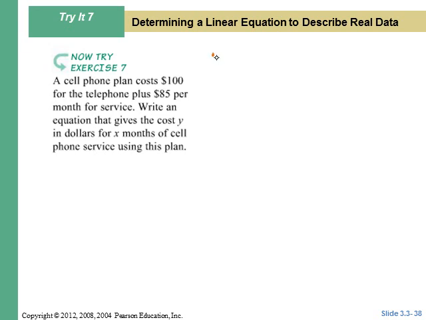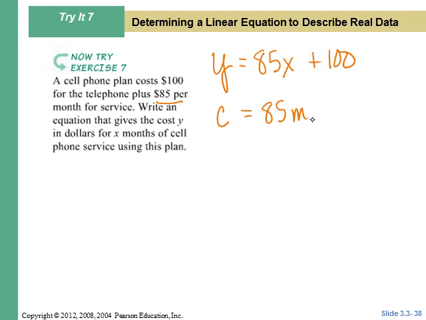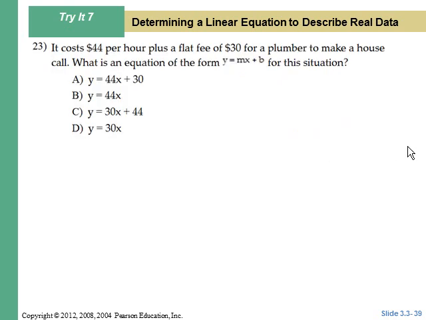Okay, so we have y equals $85 per month, 85x plus $100. I would have used cost is 85 months plus 100. Actually, I'm not so sure I would have used m for months because m always means slope, and I don't want people to get confused. How about this one?